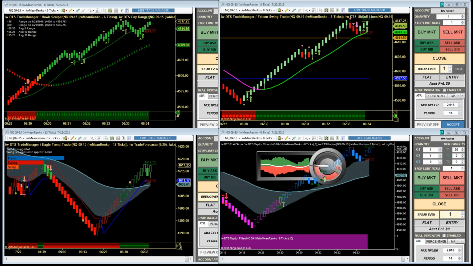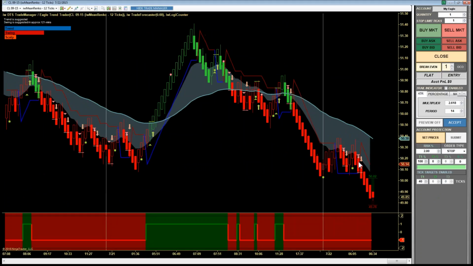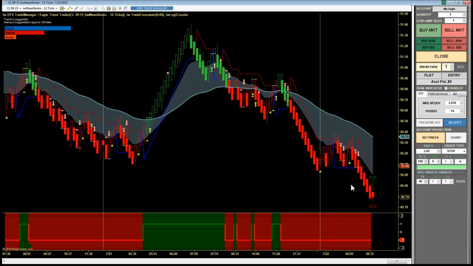And then here is crude on the Eagle Trend Trader. Oh, and we had a with trend signal right here. You're going to notice that all the signals develop the same way, regardless of the tool. First we print a warning dot, and then when the signal parameters are met, we get a triangle and a hash mark telling us that we have a complete trade and it's time for us to make a trading decision. So even though the Hawk and the Falcon weren't printing signals yet, you can see that the Trend Trader did pick it up.